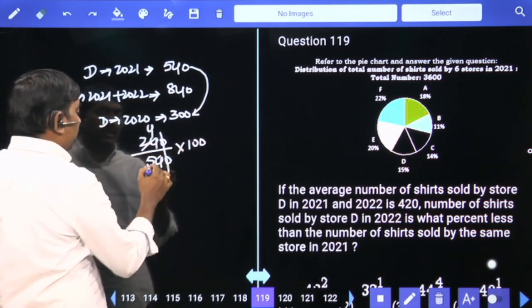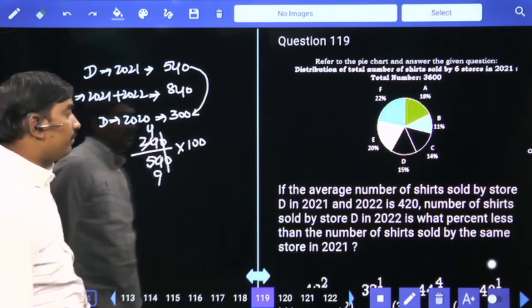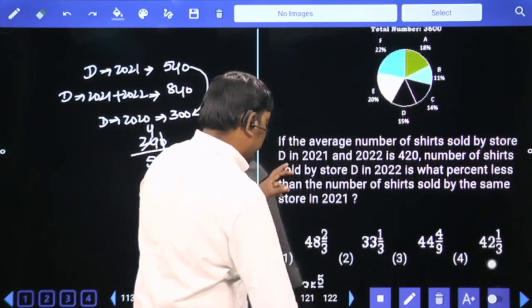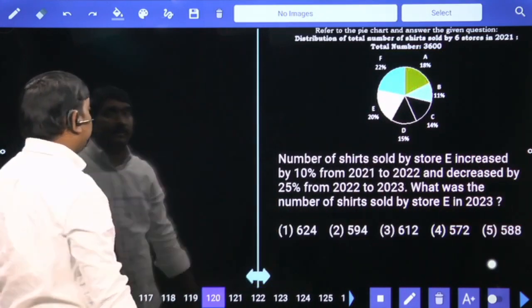6 4s are 6 9s. 1 by 9 means 11, 1 by 9. 4 by 9 means 44, 4 by 9 is your answer. 44, 4 by 9%. Next.